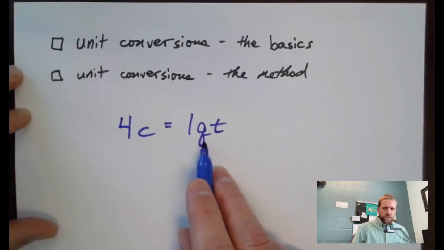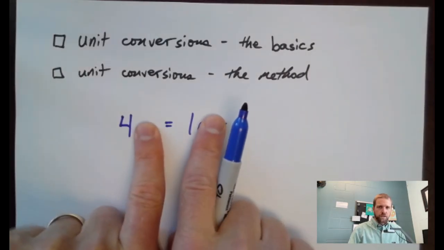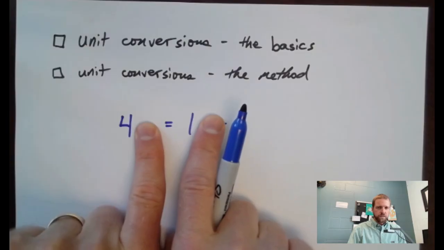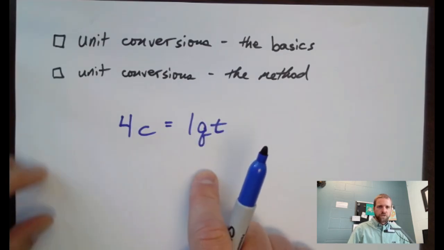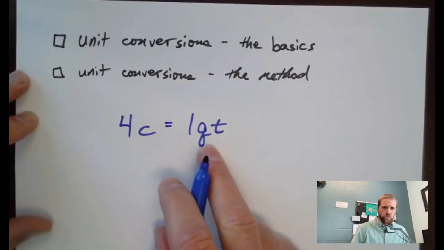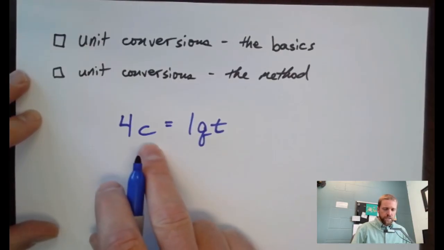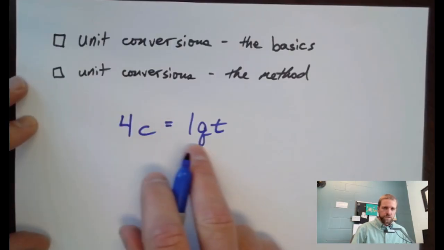Now, without the units, if we just covered up the units, this equation would look ridiculous. 4 equals 1. An elementary school student would laugh at that, right? No, 4 does not equal 1. With the units, though, we can equate these two quantities because the units tell us how much is there. So 4 cups is equal to 1 quart.